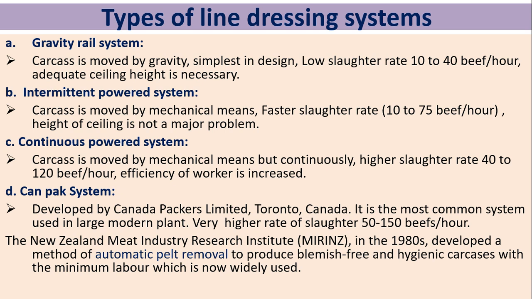Continuous powered system: what is the continuous powered system? Carcass is moved by mechanical means but continuously, with a higher slaughter rate of 40 to 120 beef per hour. Efficiency of workers is increased in the continuous powered system. Can-Pak system, developed by Canada Packers Limited of Toronto, Canada. It is the most common system used in large modern plants, with a very high rate of slaughter, 50 to 150 beef per hour.